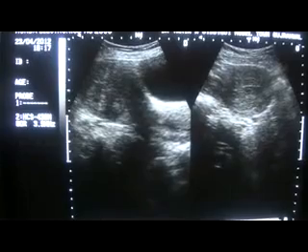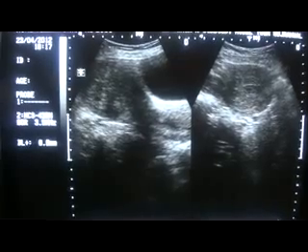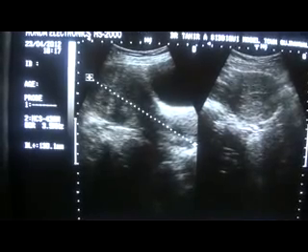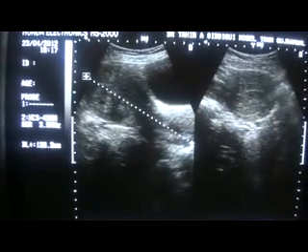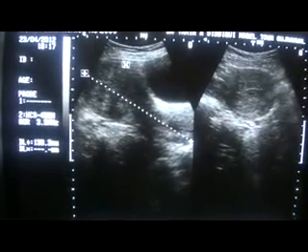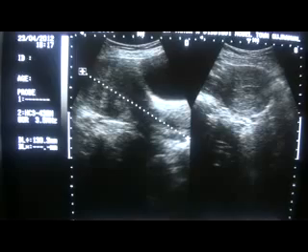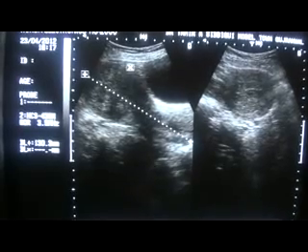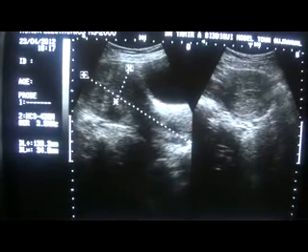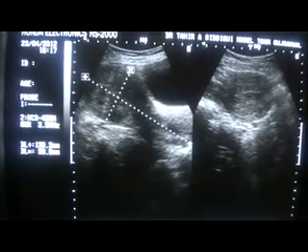This is the anterior segment of the uterus. This is the posterior segment of the uterus in longitudinal section. And here you're seeing the uterus in transverse section. This is the longitudinal section of the uterus. This area is the urinary bladder. So this is an enlarged and bulky uterus. First of all, we have seen it is anteverted.